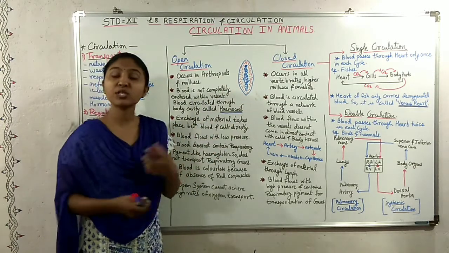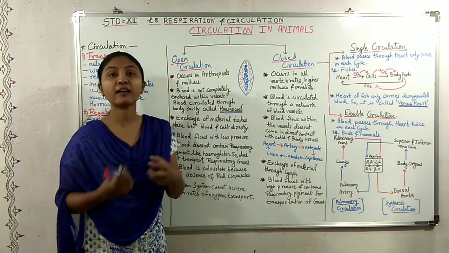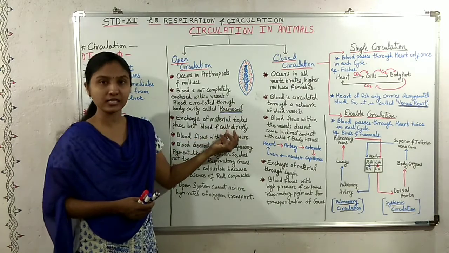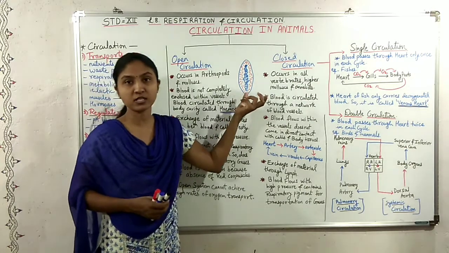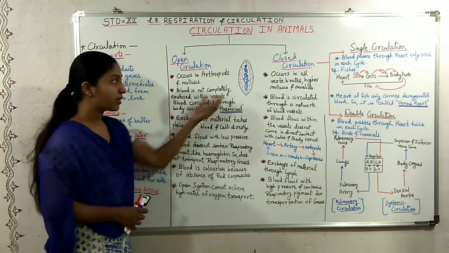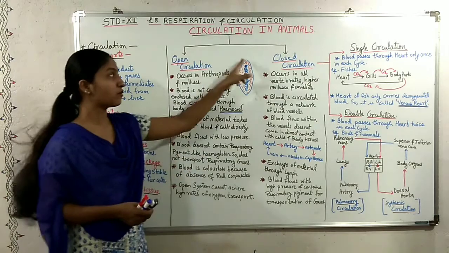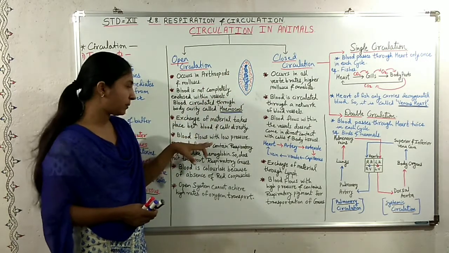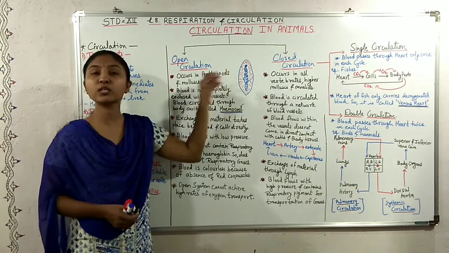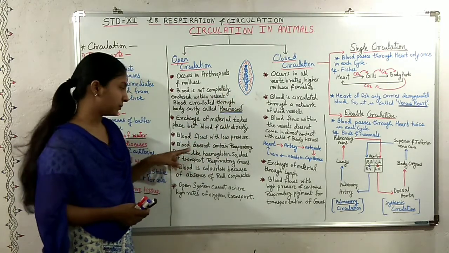The materials which are to be exchanged are exchanged with the cells directly. The contact of the blood and the cells is direct, because there are no blood vessels present in the body. Blood flows with low pressure. As the cavity is open and there are no blood vessels, the flow of the blood is low. The blood flows very slowly through this cavity, the hemocoel, so the blood flows with a low pressure.